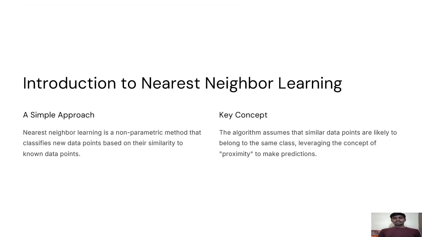Introduction to nearest neighbor learning. A simple approach: nearest neighbor learning is a non-parametric method that classifies new data points based on their similarity to known data points. Key points: the algorithm assumes that similar data points are likely to belong to the same class, and leverages the concept of proximity to make predictions.